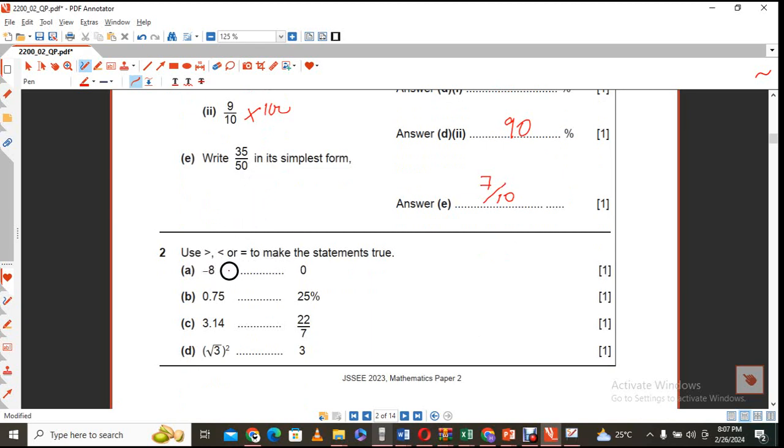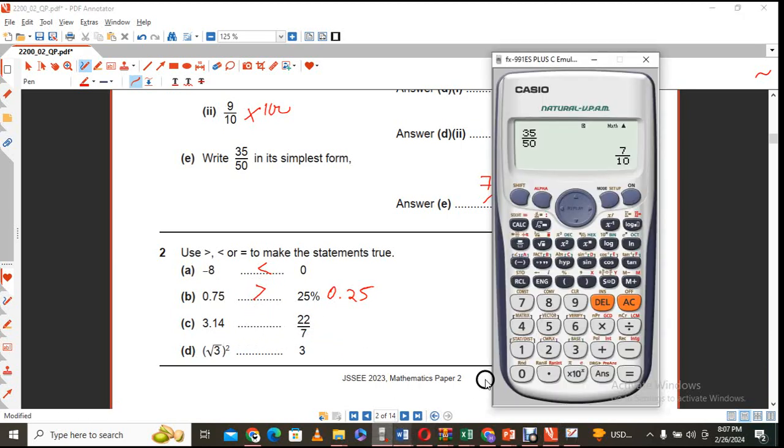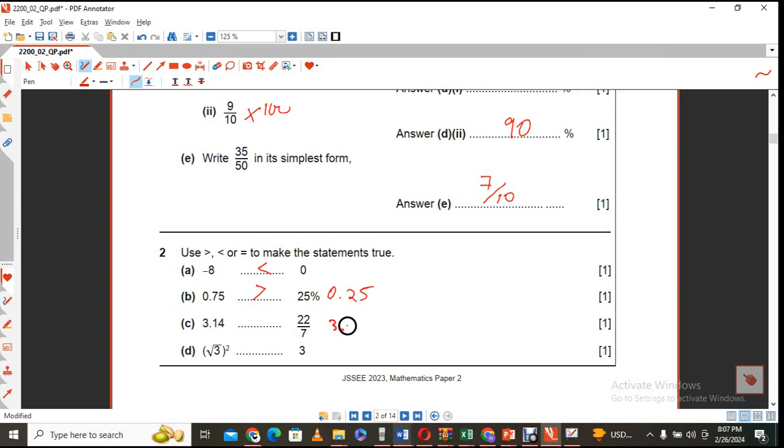Minus 8 and 0, this is below 0, so that's very small. This is 0.25 as a decimal, so that one is bigger than. This value 22 over 7 goes on and on. Okay, let's see what it is. It gives you 3.142857. That whole line from there means that whole 142857 will repeat, 142857, 142857. So it's a recurring decimal. So if I say 3.142857, of course you can see that that one is smaller.